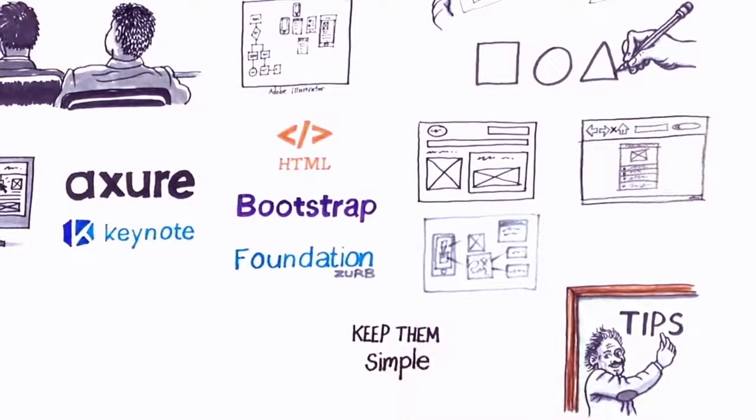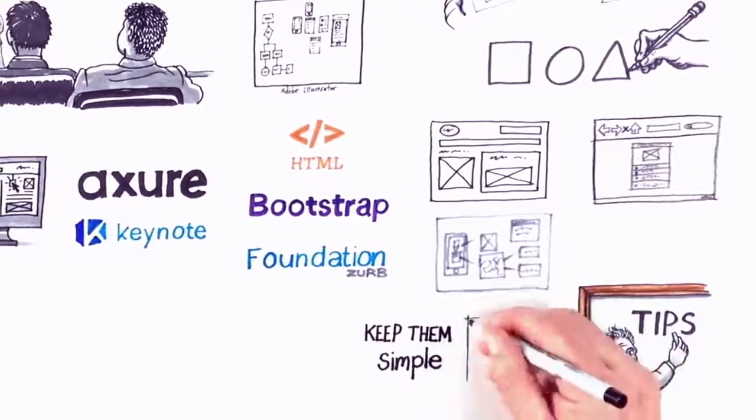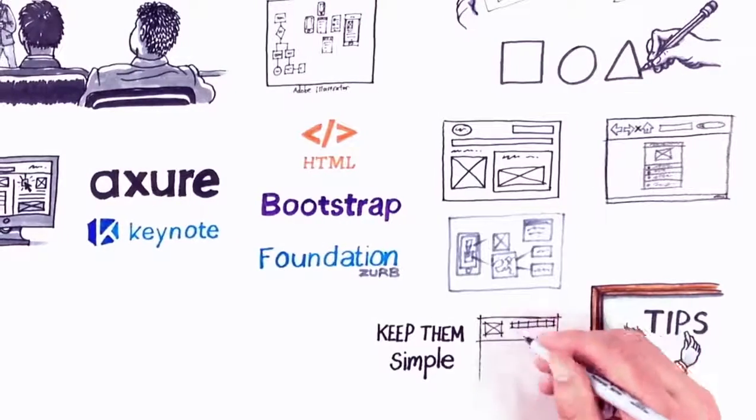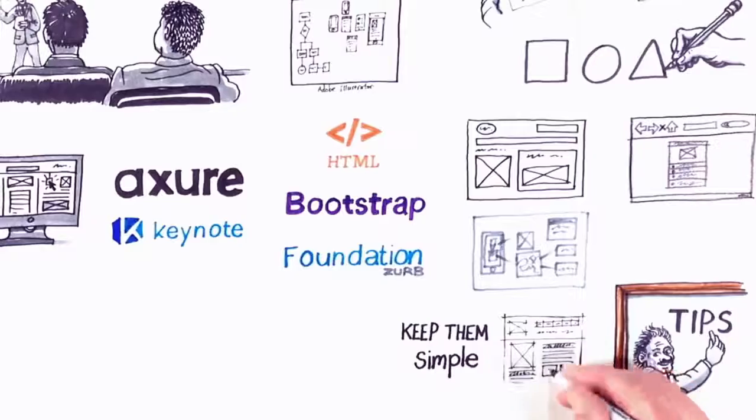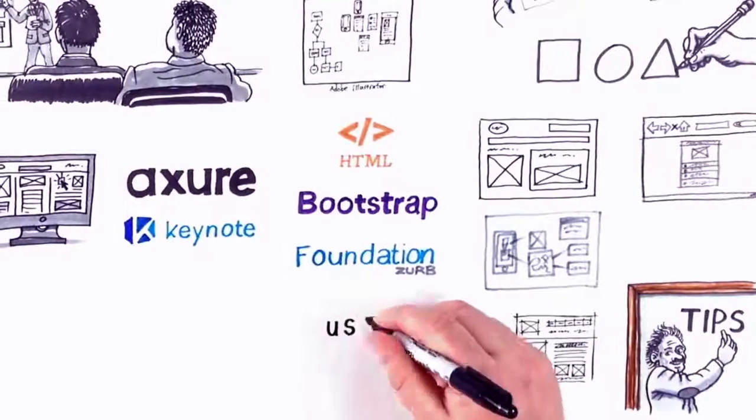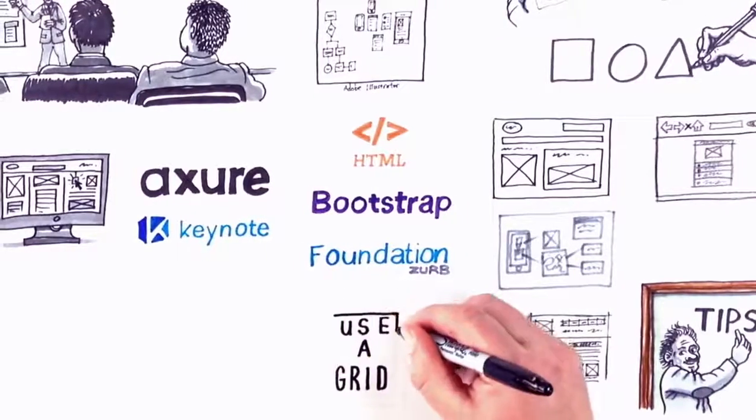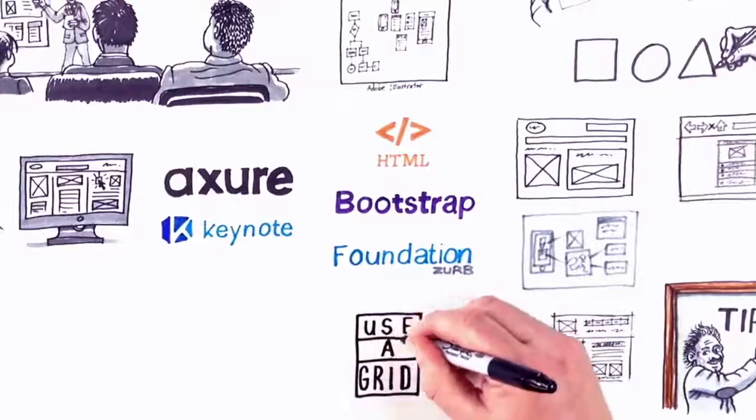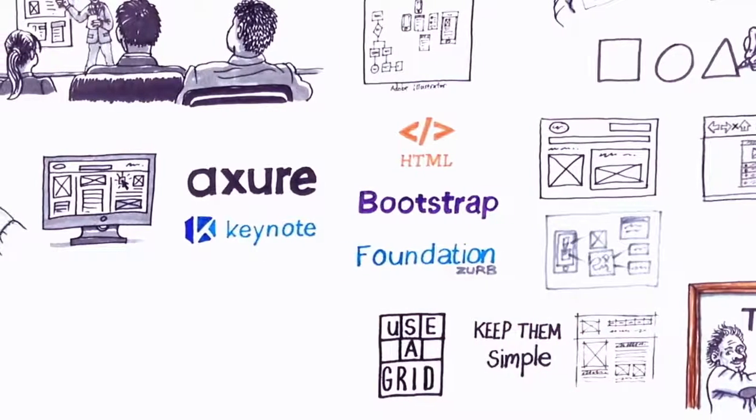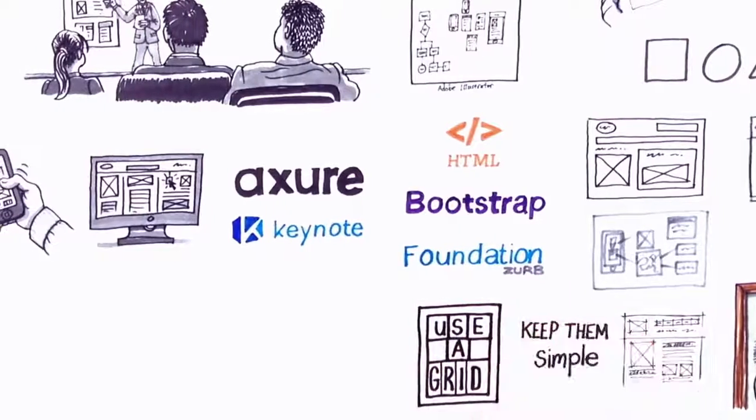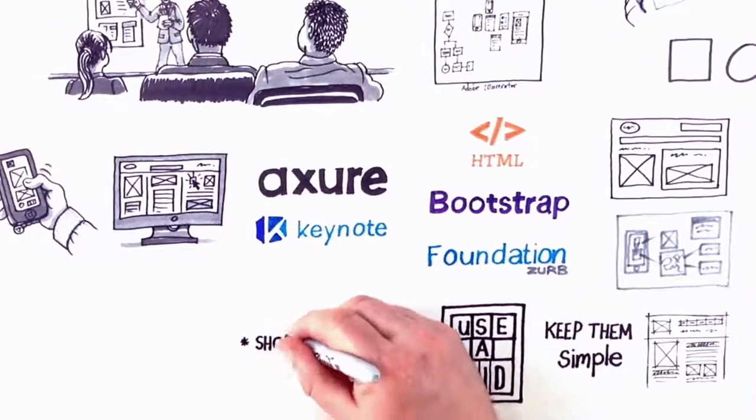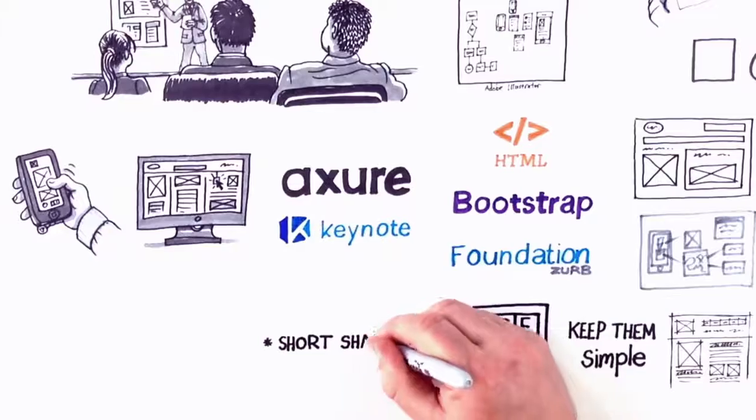1. Keep them simple. The key to wireframing is speed and simplicity. We'll ultimately throw our wireframes out, so in most cases they don't need to be highly polished or pixel perfect. 2. Use a grid. Grids create structure and simplicity to your layouts. Every decent website these days is built on a grid, so make sure you are using one in your wireframes too. 3. Use short, sharp annotations.